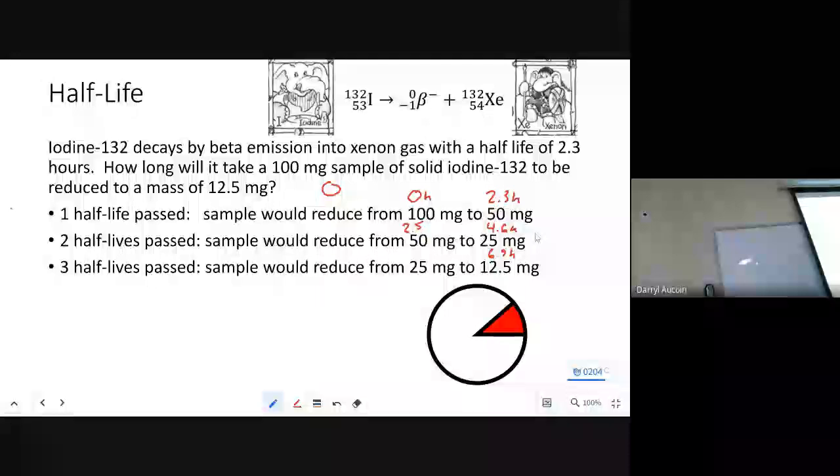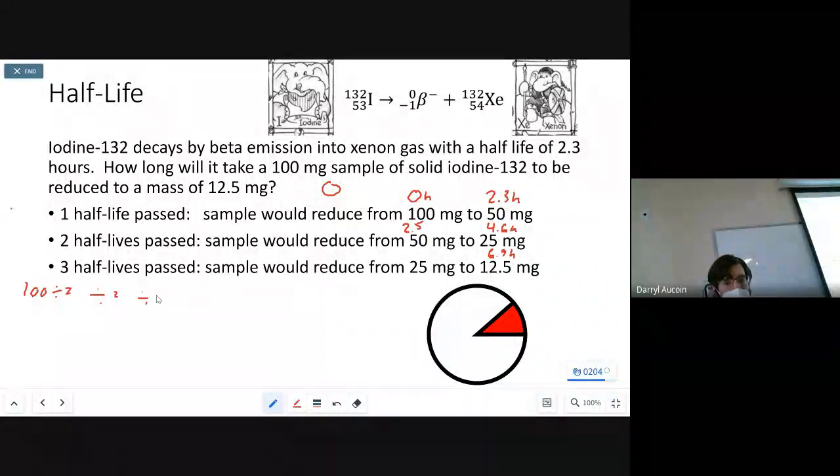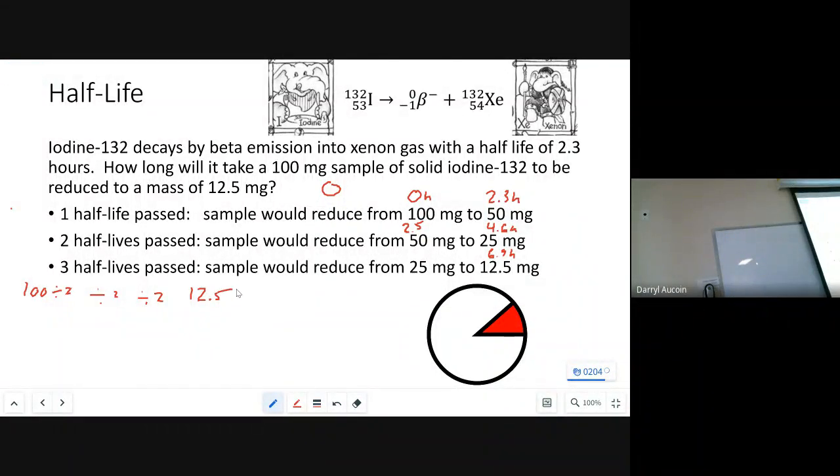So we went from 0 to 50 in the first 2.3 hours, 50 to 25 in the second 2.3, so 2.3 times 2, 4.6. And then one more time from 25 to 12 with 6.9 there. So every time it goes smaller and smaller. And they wanted to know how long it takes to get to this mass here. So we basically just take our 100 and keep dividing by 2. So 100 divided by 2, and then divide that number by 2, and you keep dividing by 2 until you get down to 12.5, which is what we did here. We divided 100 by 2 once, so we got 50.